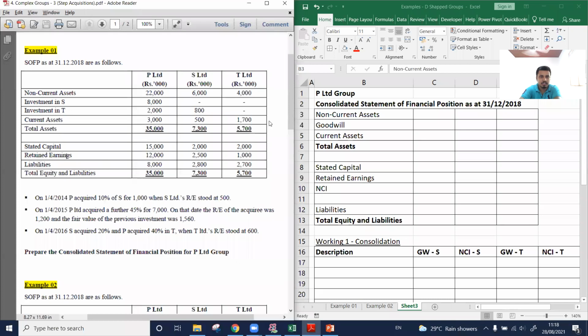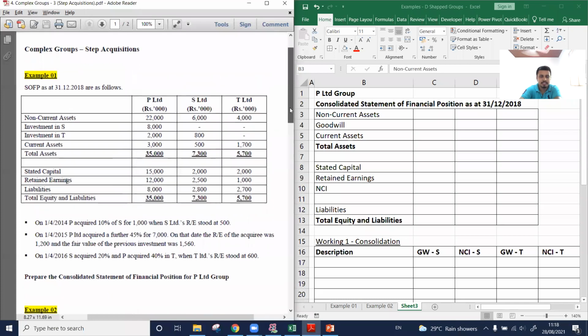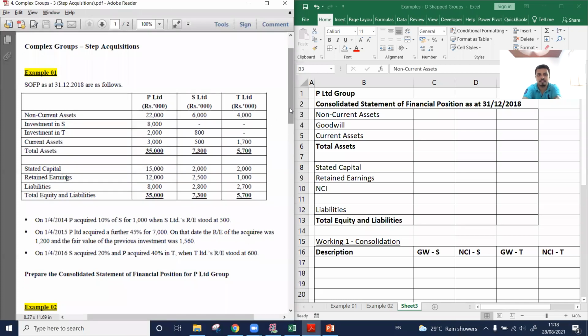Yes, we are into a different topic, step acquisitions, but I am following the same procedures. First, we have mapped the given acquisition details, we have mapped the acquisition information, and then we have ruled for the sum. And then what do we need to do next? Line by line addition.